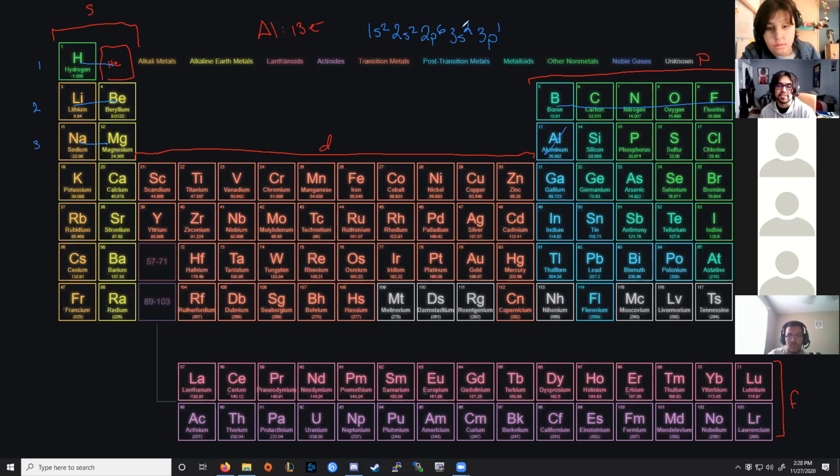And then how do I check if my electron configuration is correct? You can add the numbers, I guess. Yeah, you can add your exponents. So have 2 plus 2 plus 6 plus 2 plus 1.